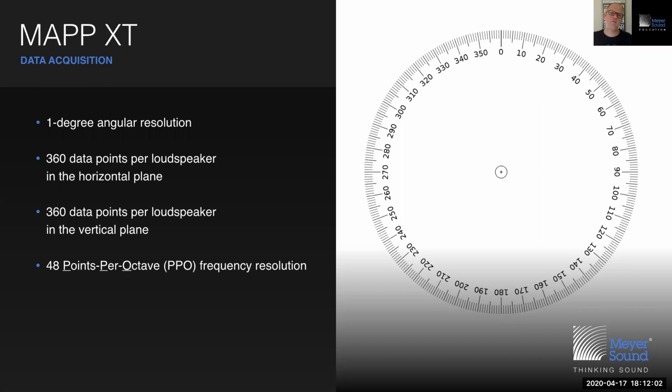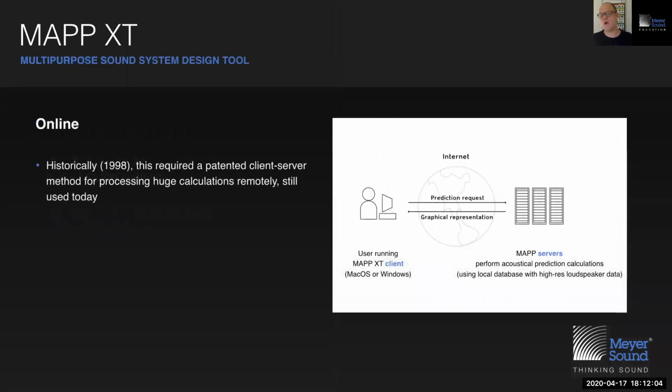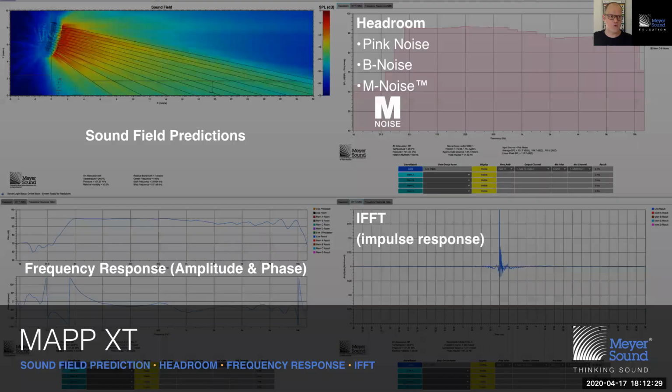The trade-off for that data is that you have to go online. This is historically due to the vast amount of data and the number crunching involved. And that meant that in 1998, when MAPP Online was launched, it was required to make a connection using a patented client-server method for processing those huge calculations remotely. And that is still used today. But as I said before, all of that is about to change in the foreseeable future.